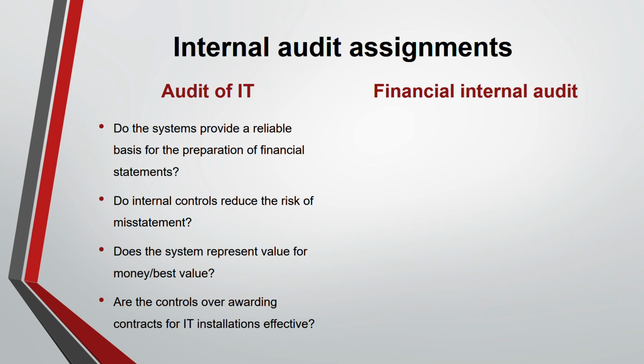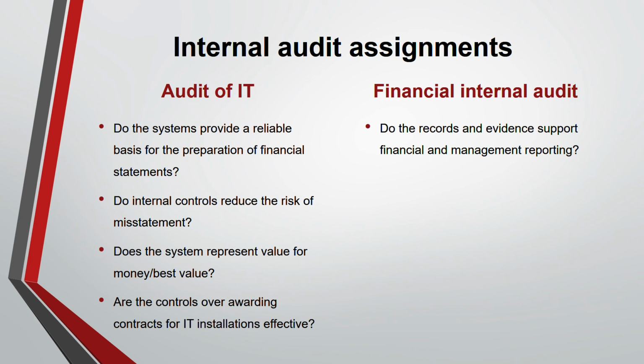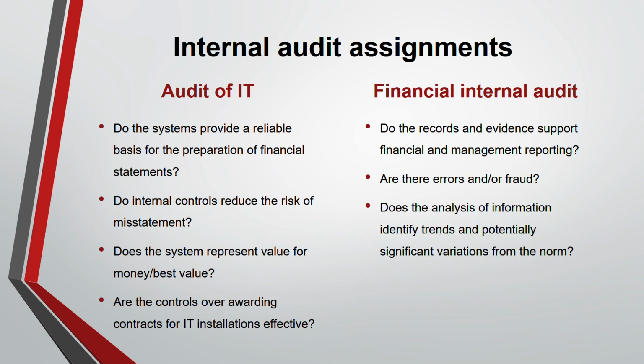Now let us go to the financial internal audit. For financial internal audit, the internal auditor will check: do the records and the evidence support financial and management reporting? This will be more on reporting, financial and management. Are there errors or fraud? Does the analysis of information identify trends and potentially significant variations from the norm? You should be able to know this through financial internal audit. It looks at the trend and sees whether there is any variation from the norm.